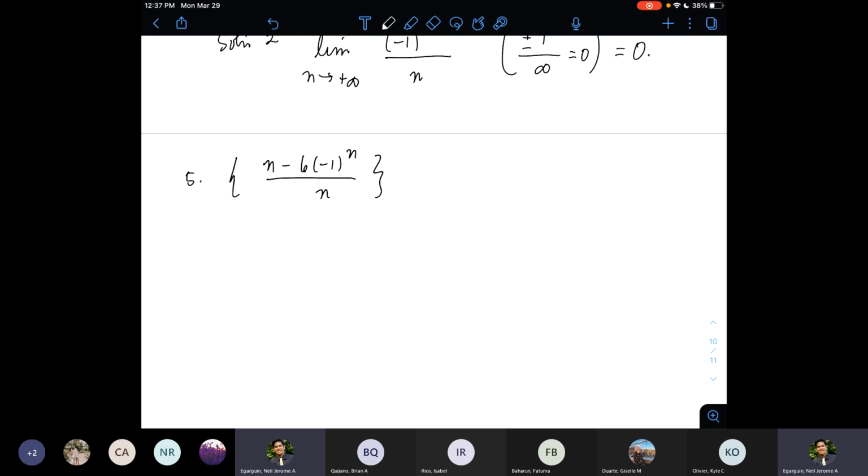Fatuma said it's divergent. Do you guys agree? Anyone who has a different answer? Any other guess? 5, 4, 3, 2, 1. No other guess. Okay. Actually, I think this is convergent. Oh, Fatuma, why the change of heart? Where do you think will it converge? Your second answer is correct.